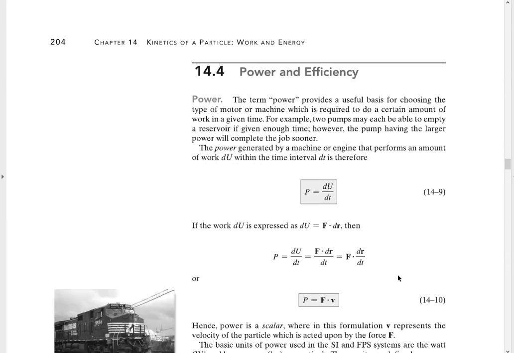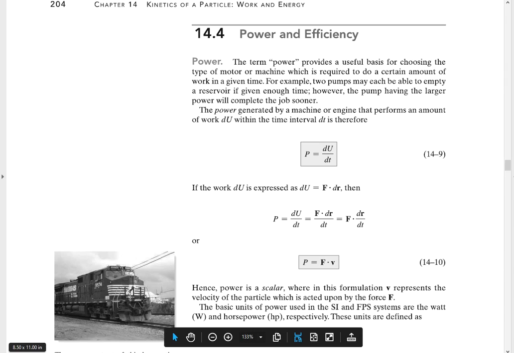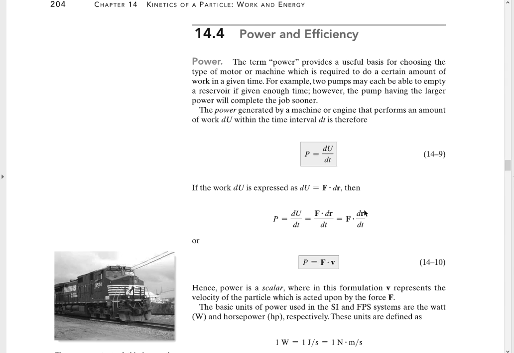All right, another section: power and efficiency. We define power as the time rate of producing work by machines, by people, by work animals. We define power as the change in work over the time in which that change of work is produced.